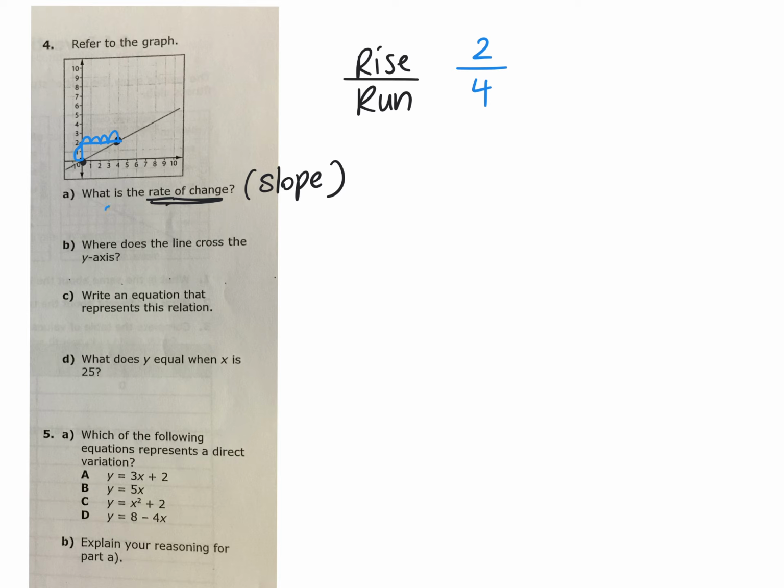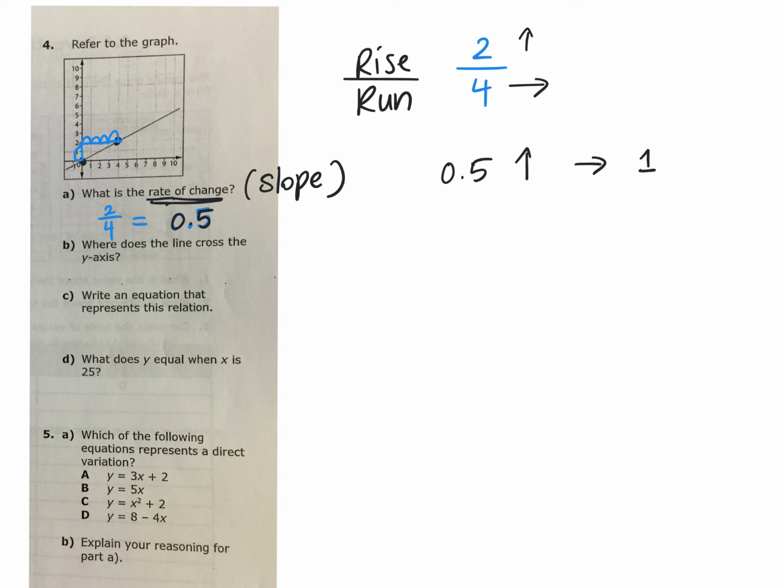How would you write that in lowest terms? What's 2 divided by 4 equals 0.5, half. So every time it goes up by 0.5 and over by 1. Up by 2, over by 4. Okay, the rate of change is 0.5. For every 1, it goes up by half.